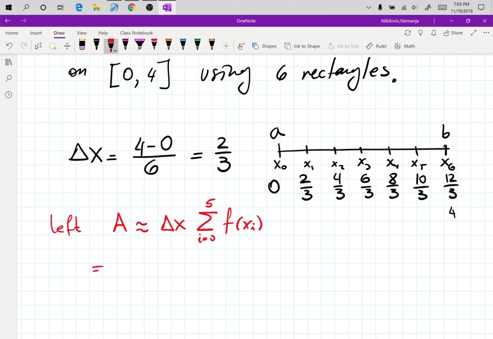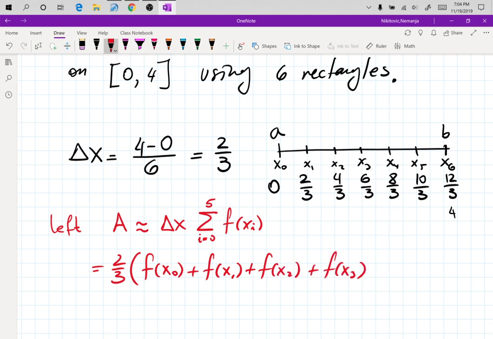So I have delta x, which is 2/3, times f of x0 plus f of x1 plus f of x2 plus f of x3 plus f of x4. Who did this? Plus f of x5. I could have done like 2 rectangles and be done by now. I give up. Let's go home. There we go. So that's 2/3.